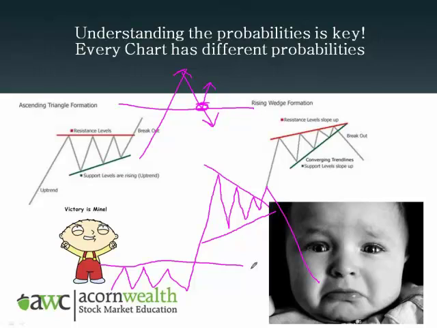So with a flag, one of the critical things to look for is that when the stock breaks through the first resistance down here, what do you think we're looking for? What do you think we're looking for at that moment when the stock breaks through? Any guesses?